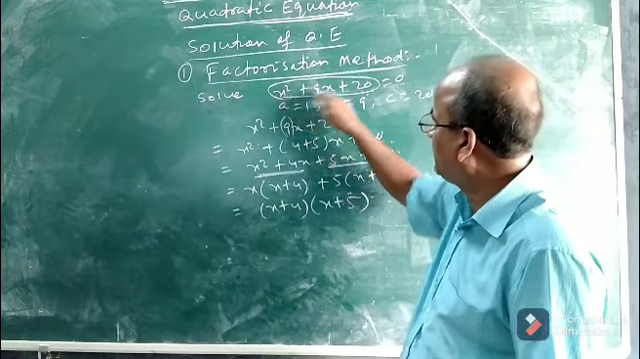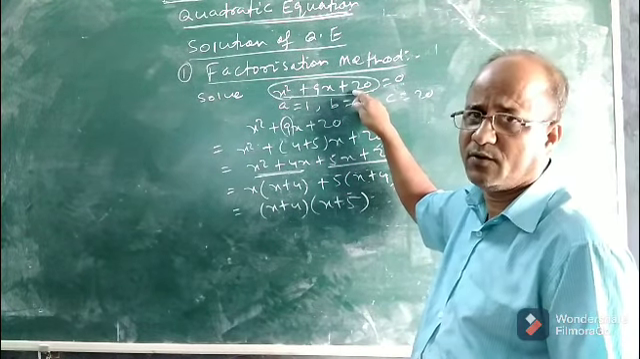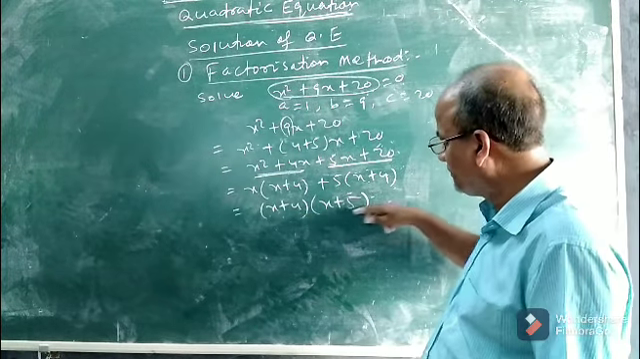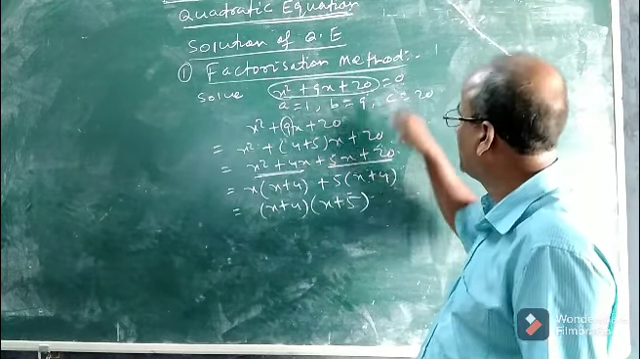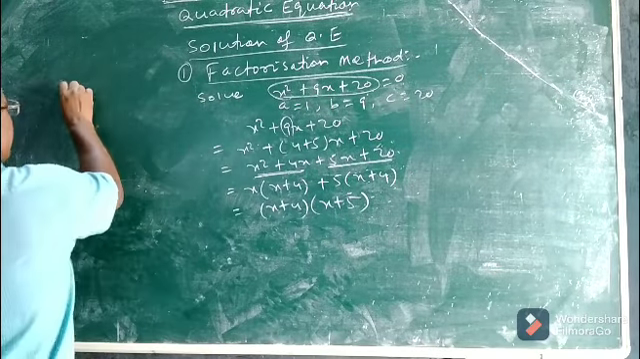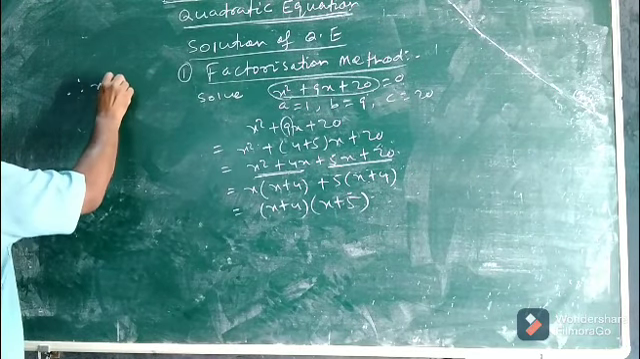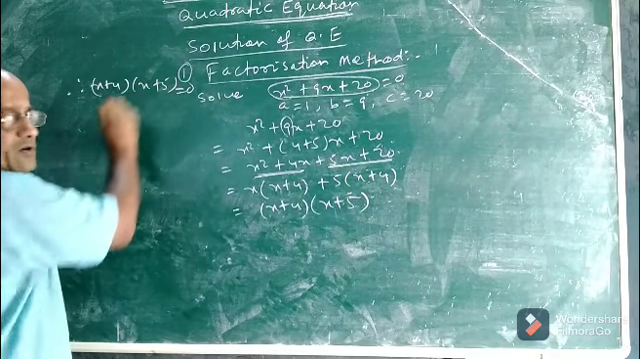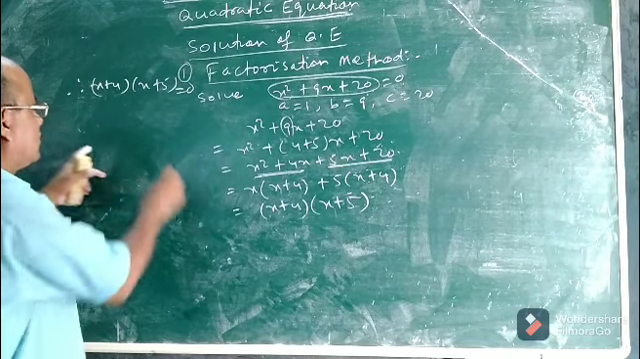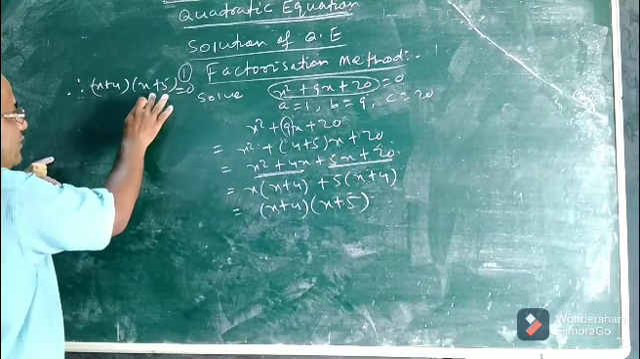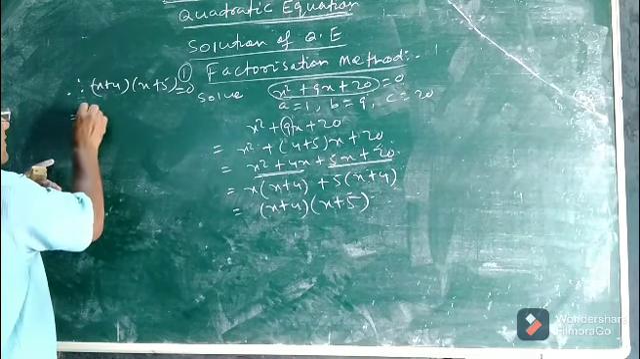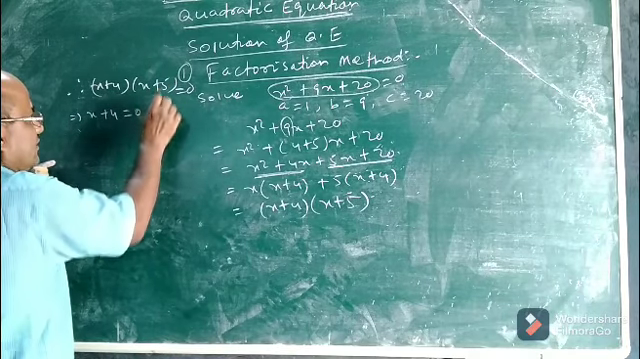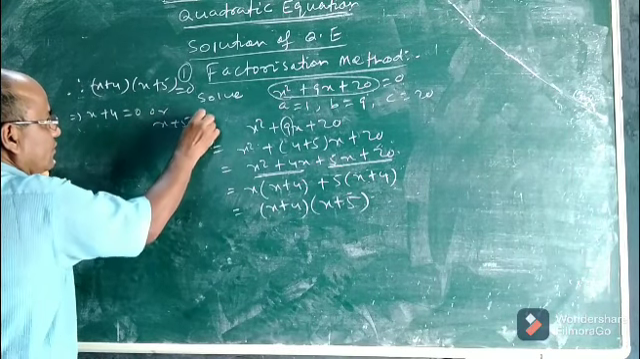Okay. Then what will be my next step? After factorizing the left hand side of the quadratic polynomial, what you will do? It is given equal to 0. That means the product of this linear factor and this linear factor will be equal to 0. Therefore, x plus 4 into x plus 5 will be equal to 0. Now, if x plus 4 into x plus 5 is 0, this implies either this linear factor will be equal to 0 or this linear factor will be equal to 0.